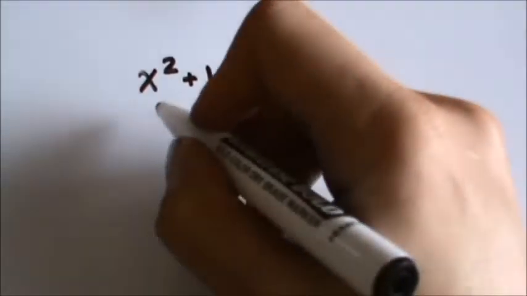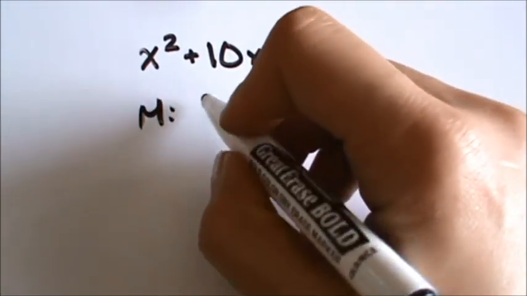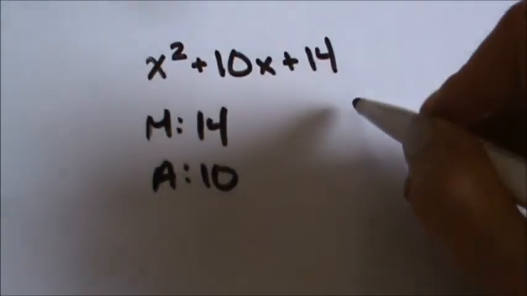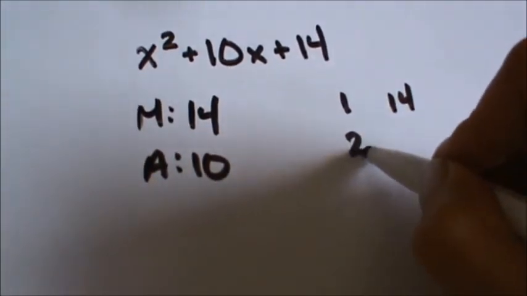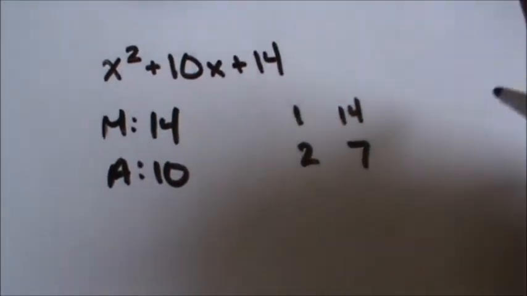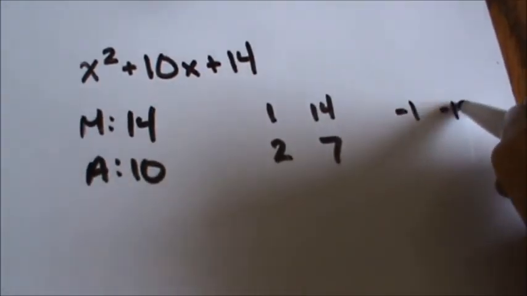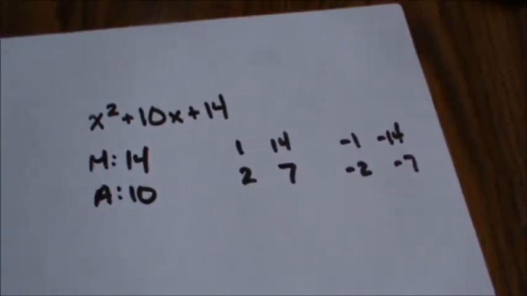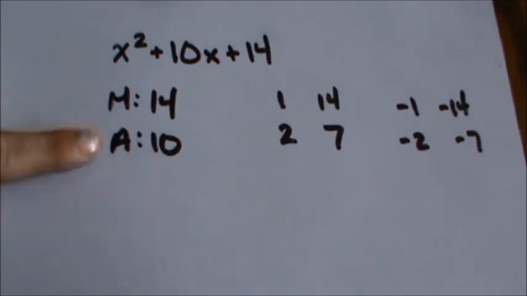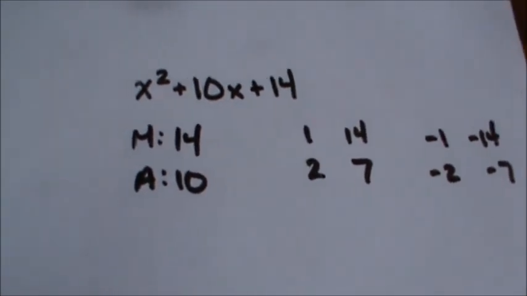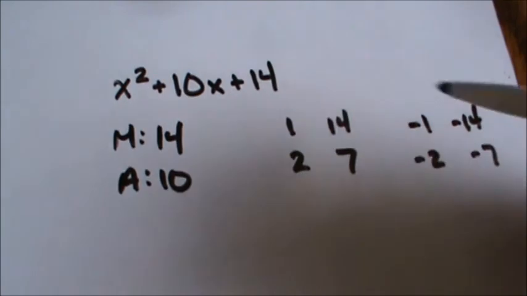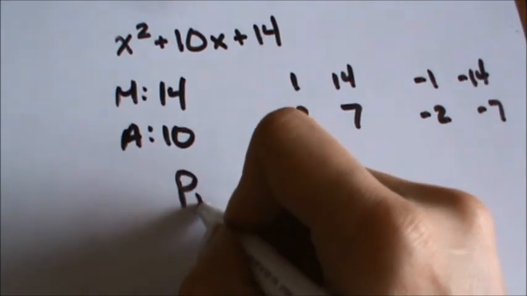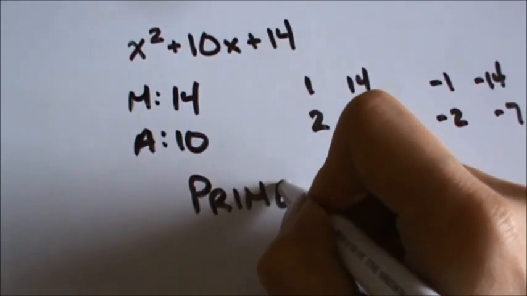Now this trinomial. I'm looking for two numbers that multiply to be 14 and add to be 10. When I list out the pairs of factors, 14 is kind of nice, there's only 2. Now I know also I can do the negative ones as well. So I have 4 pairs of factors here, which add to 10? Well, actually none of them do. None of these would work because they're negative. This is 15, this is 9. So this one is not factorable, or in other words, prime.